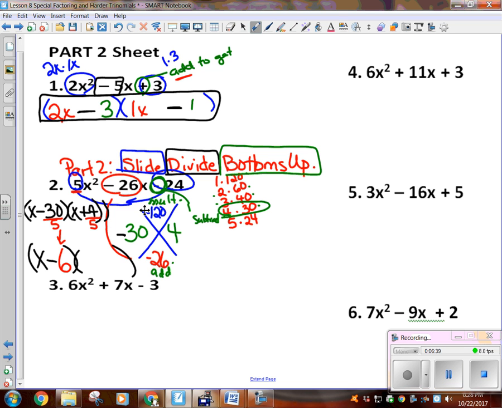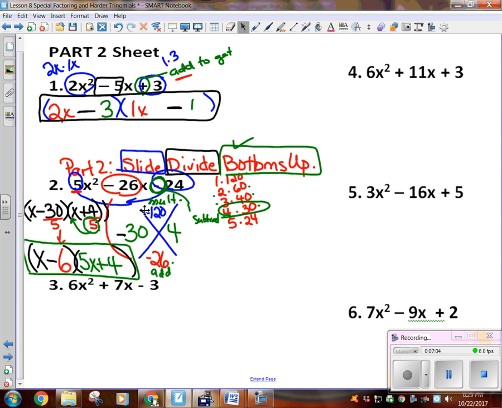Okay, on the next step, does 4 divide by 5? No. So in that case, I have to do the bottoms up step. 5 is going to come in the front, 5x plus, and the top number is 4. This should be the factors of number 2 that give me 5x squared minus 26x minus 24.